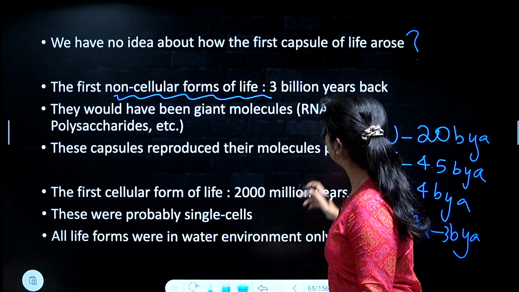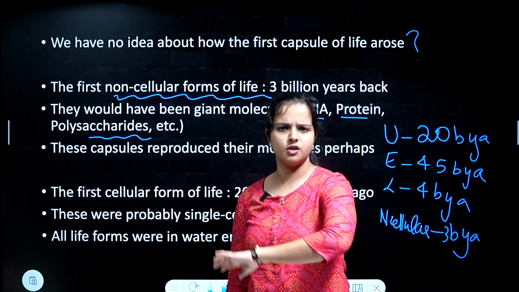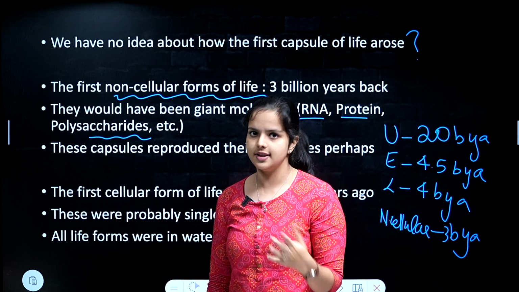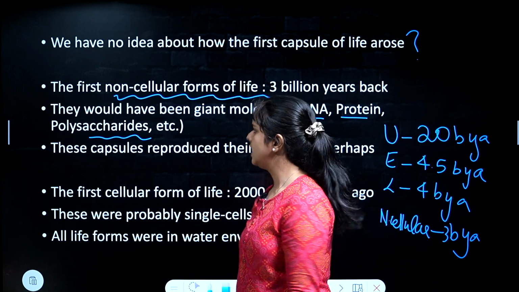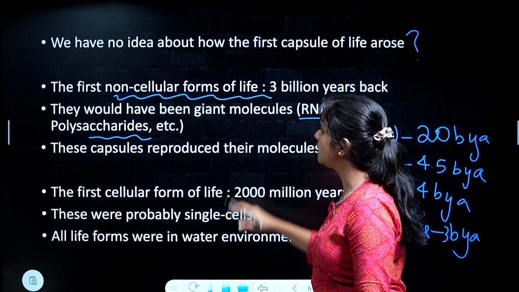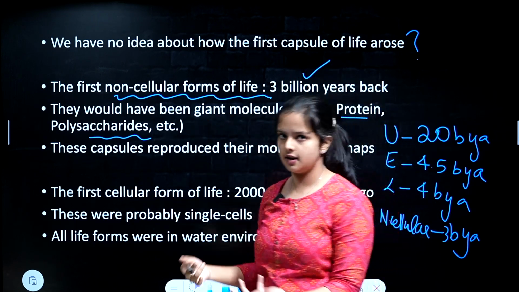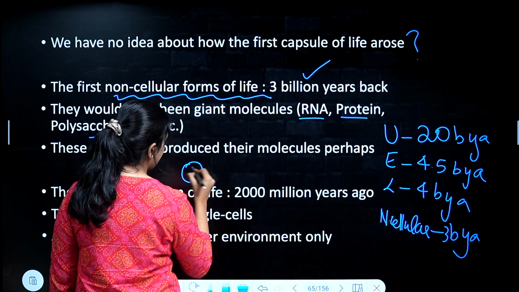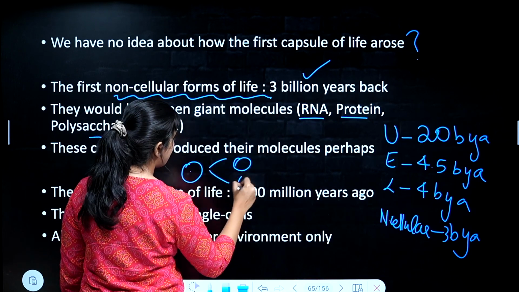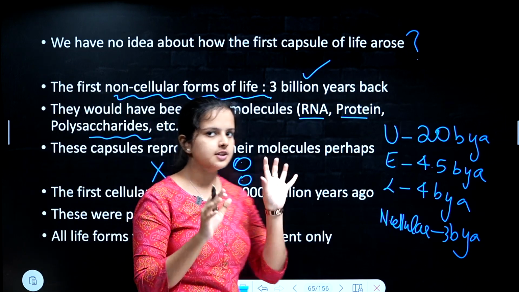It could have been molecules like RNA, protein, polysaccharides. All of these are just molecules. They're not cells, right? So they're just giant molecules like RNA, protein, polysaccharides, etc., formed about 3 billion years back. And these molecules started dividing. If there was one molecule, it started dividing into two, but these were just molecules and not cells. These were just giant molecules.